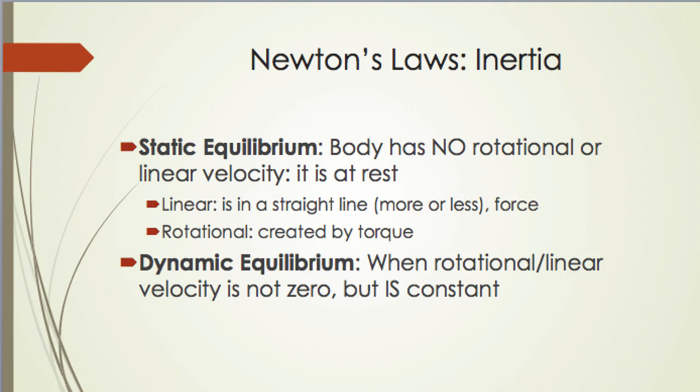Dynamic equilibrium is a little bit different. This is when rotational and linear forces are not zero, but are constant. So for example, if you're driving your car in cruise control down the freeway at 60 miles per hour, the car is in dynamic equilibrium. So it's not zero, but it is constant.